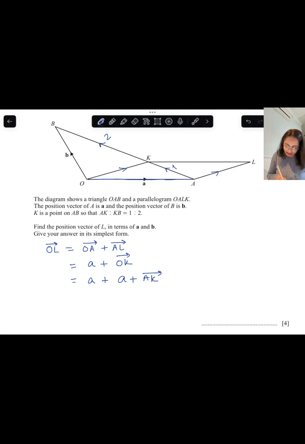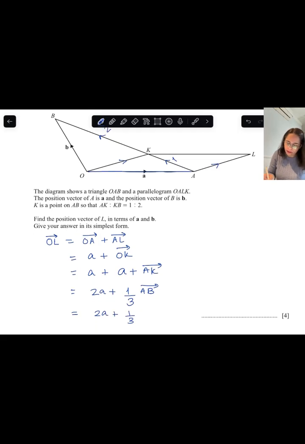All right, so that's 2a plus, let's find what AK is. AK is going to be 1 part out of 3, because the ratio is 1:2, which means the total is 3. So 1 part out of the total 3 parts of the total length AB. So this is going to be 2a plus 1/3 of AB. Let us see what AB is. AB is going to be minus a plus b.